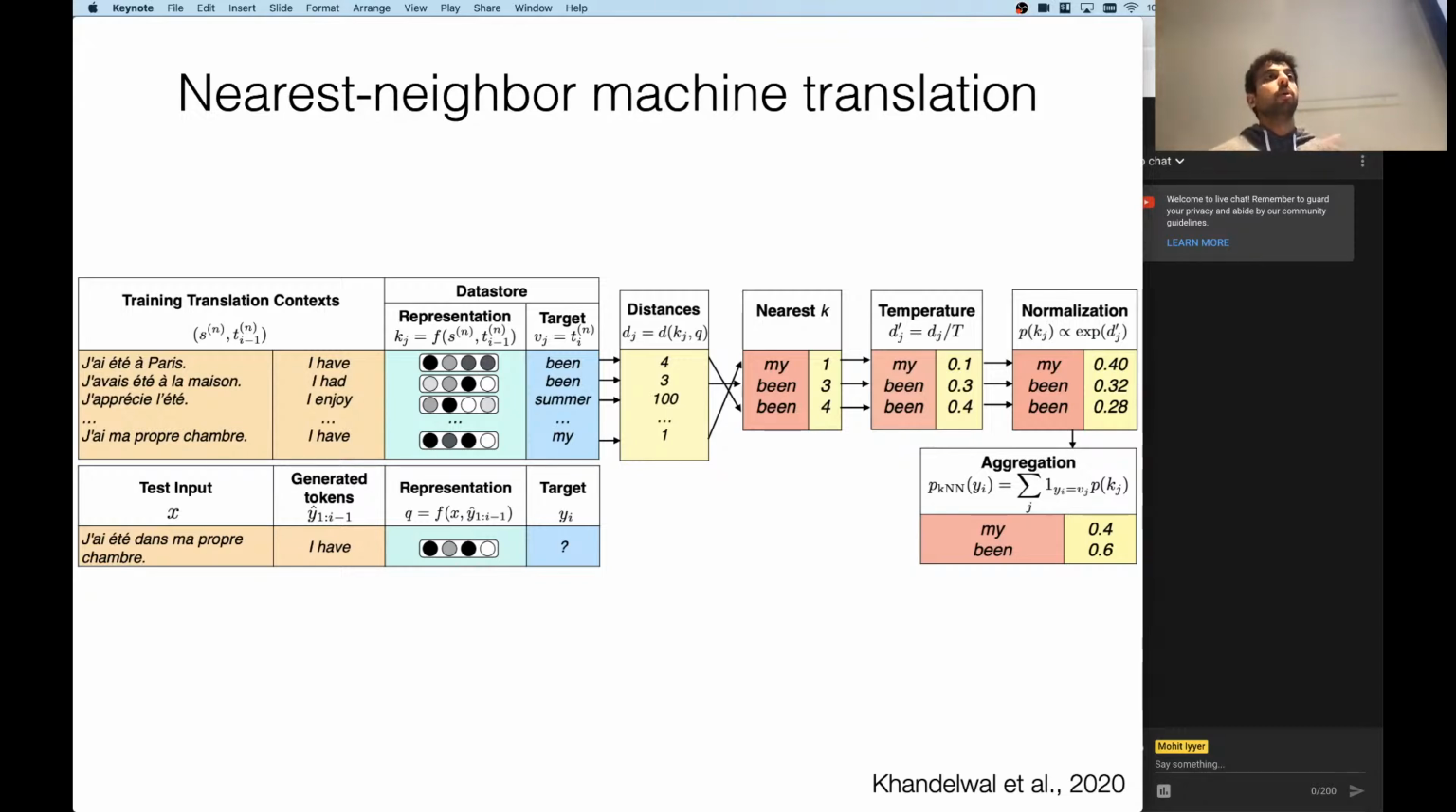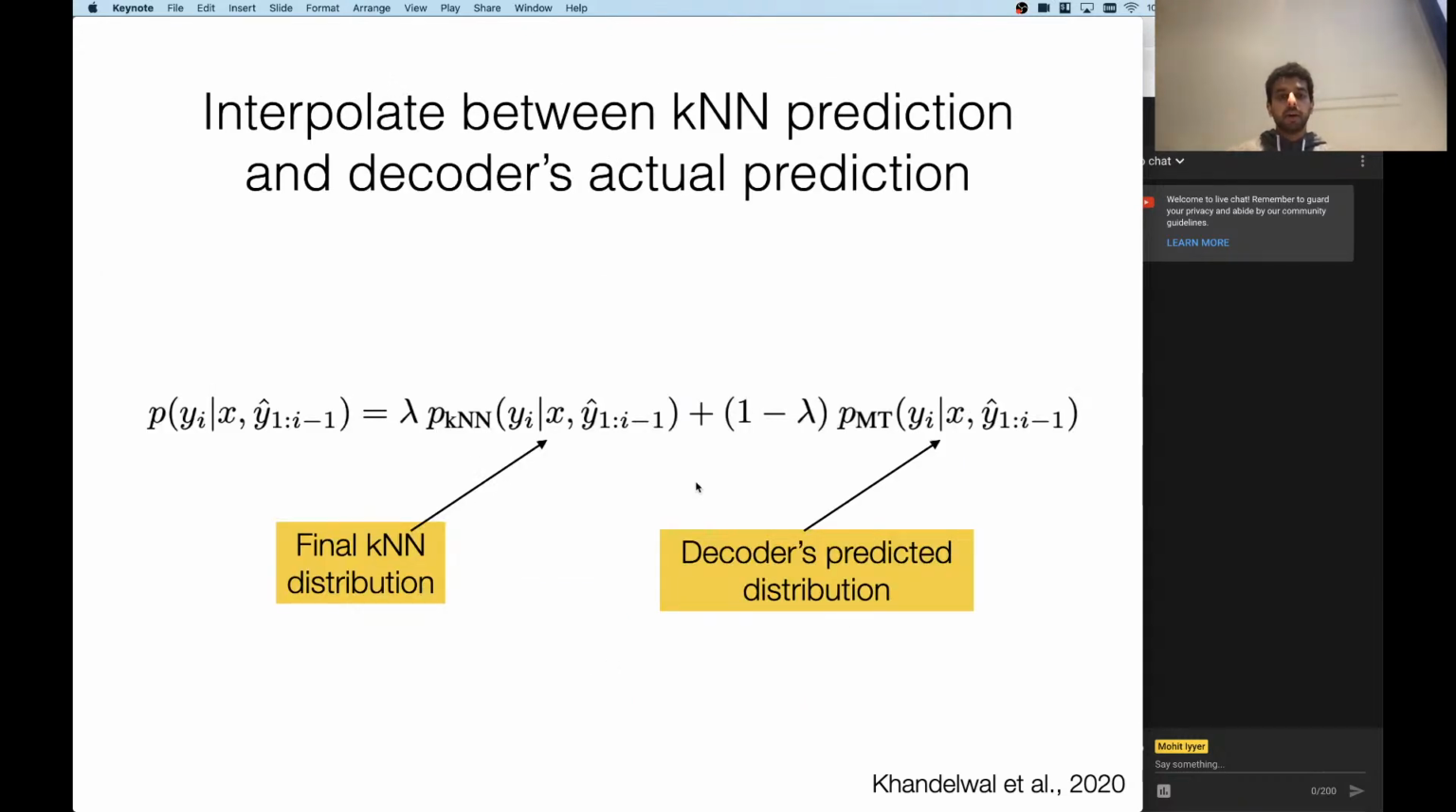Okay, so going back to your point, what do we do when we don't actually retrieve anything that is relevant to this vector? Then we can't just rely on this predicted distribution because it's not going to be relevant for a completely new test example. So we're going to call this the kNN distribution, or the k nearest neighbors distribution. This is what we obtain by retrieving over the training data.